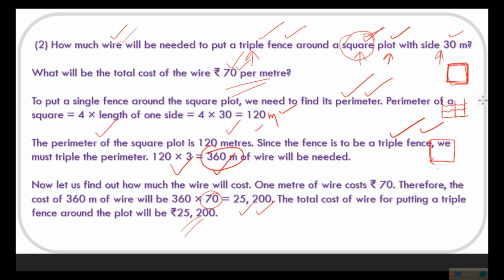Certain practical situations will be given in your textbook when word problems come. That is, problem set number 49 is based on this perimeter of rectangle and square. All sums, 9 sums are given. All 9 sums are depending upon these two aspects: rectangle and its perimeter, square and its perimeter.